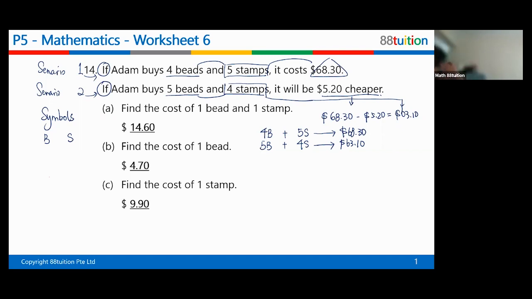Who wants to suggest? Come, I'll follow what you say. Casey, you want to give a try? How would you want to attempt this using symbols? Any idea? Oh, I think Casey's screen is frozen. Never mind, we wait for her. Meanwhile, Shiza, we continue.